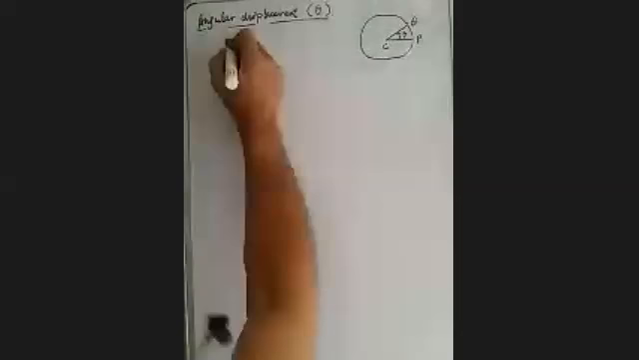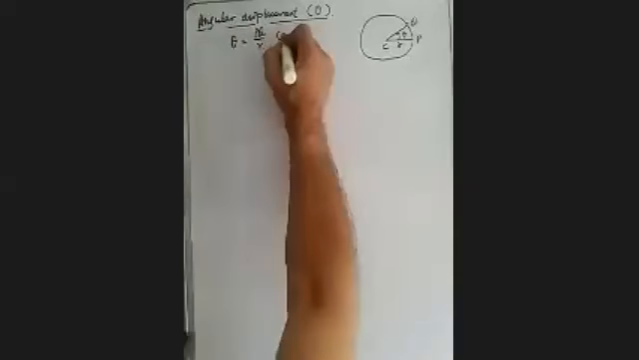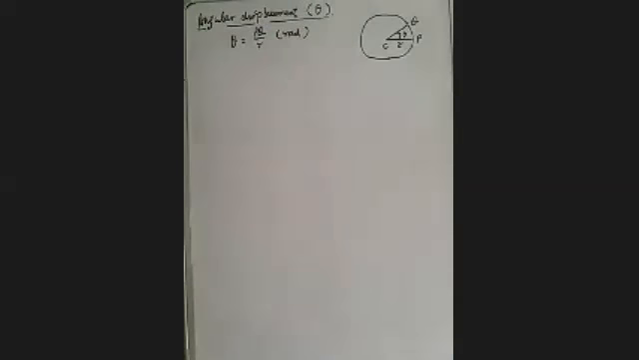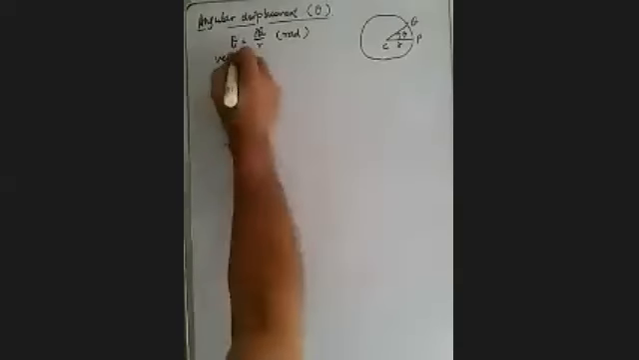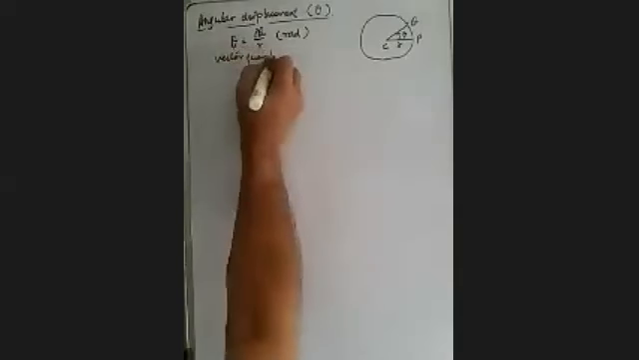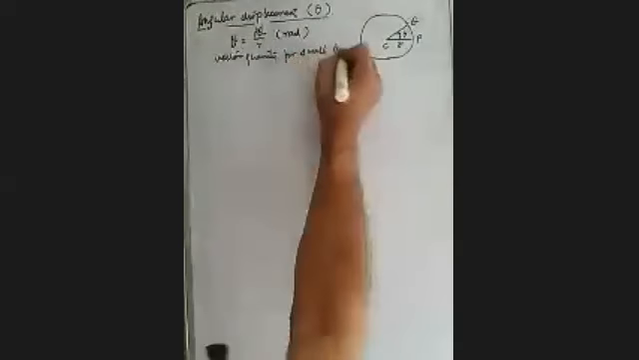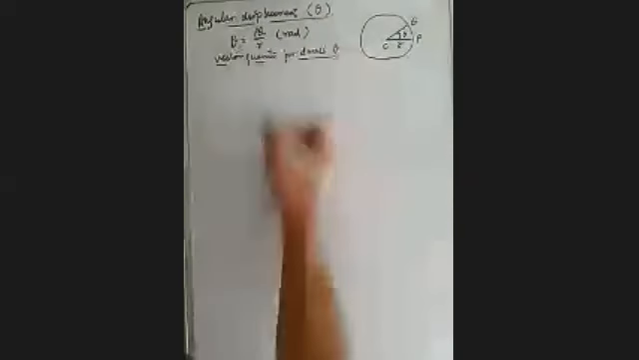And theta, we have discussed, is equal to the arc PQ divided by the radius. It is measured in radian. Okay, and what kind of quantity is it? It is a vector quantity, for small angles, for small theta. When theta is small, it is a vector quantity, but it ceases to be a vector quantity when theta is large.